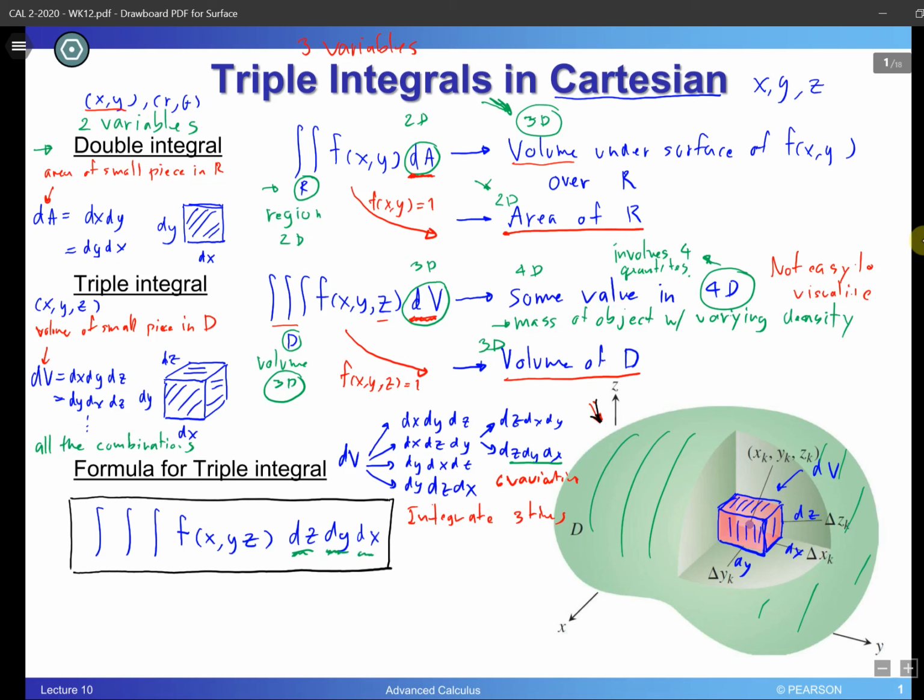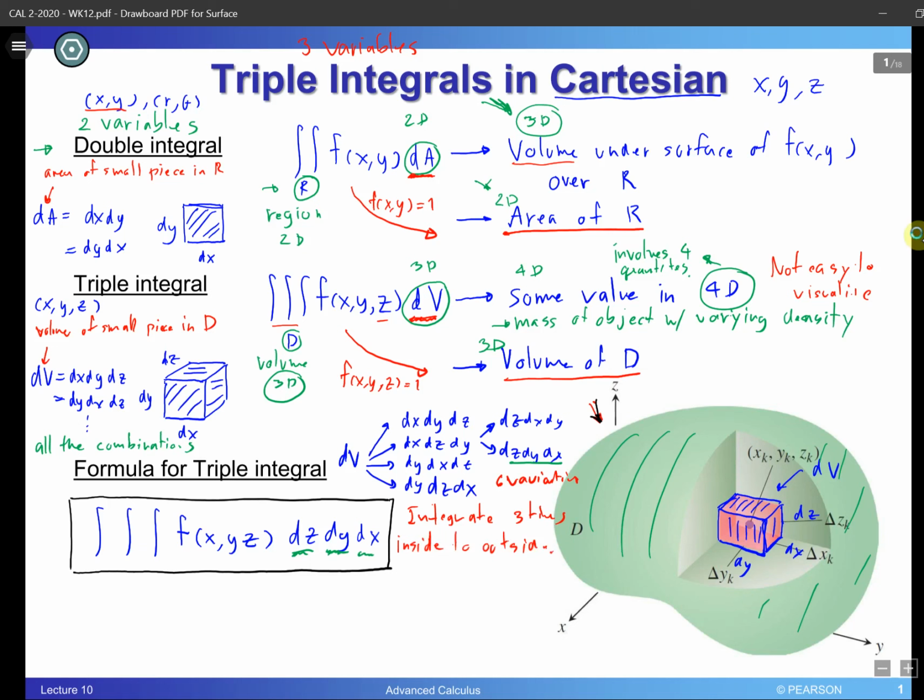Inside to outside, just like we did in double integrals. Okay, now the order is not the problem. The problem is the boundaries. So we need to determine all these question marks right here.